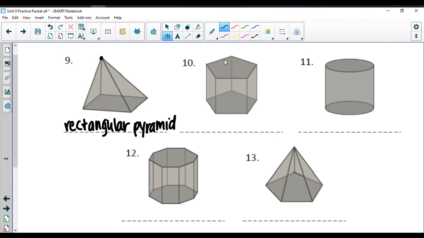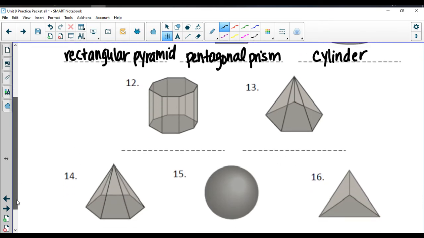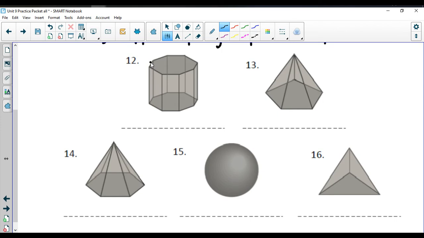In number 10, our 2 bases are pentagons connected together with rectangles, so we would call this a pentagonal prism. In number 11, we have 2 circular bases connected together with that piece, so this is going to be our cylinder. In question number 12, we have 2 octagons connected together with rectangular pieces, so we'd call this an octagonal prism.